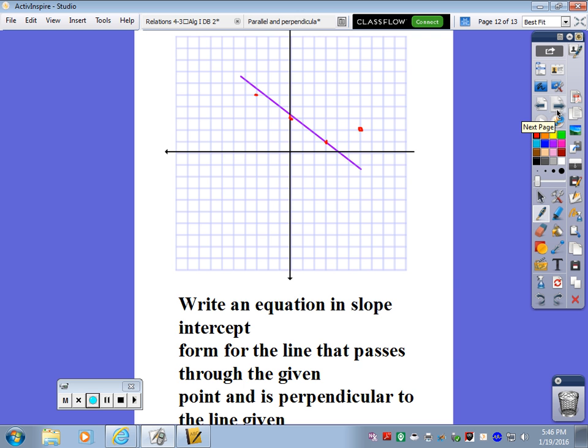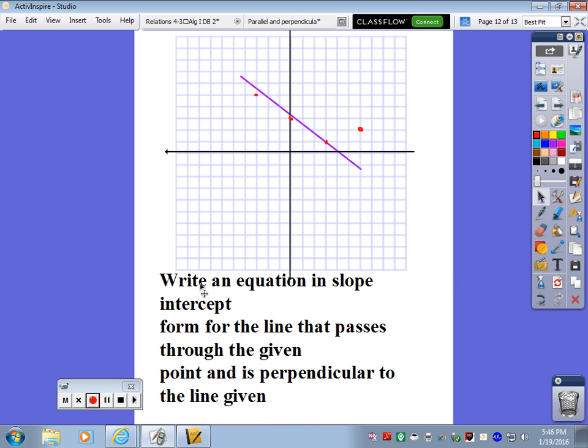So here it says, write an equation in slope-intercept form for the line that passes through the given point and is perpendicular to the line given. All right, so again, 1, 2, 1, 2, 3. My original slope is negative 2/3, so my perpendicular slope has got to be positive 3/2. 1, 2, 3, 4, 5, 6. My point is 6, 2.